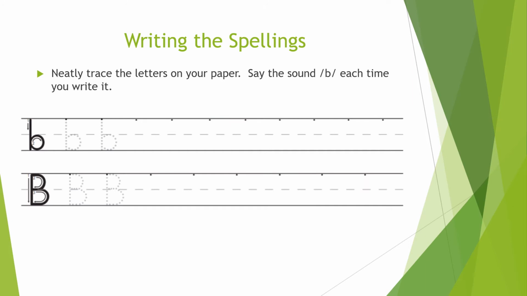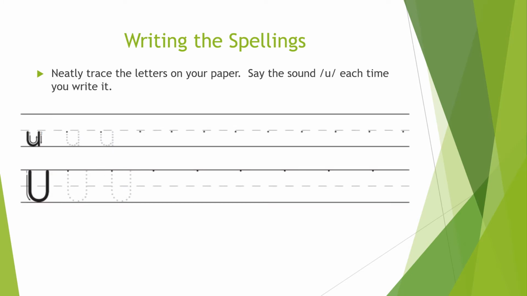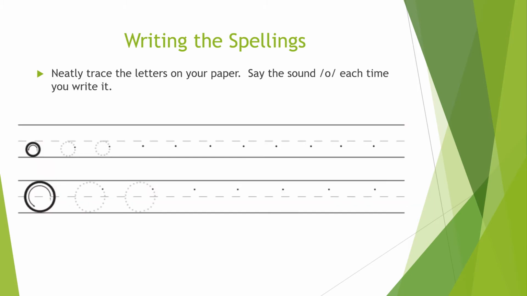Next, do the letter B. Neatly trace and copy the letter B on your paper. Say the sound B each time you write the letter B. Now, neatly trace and copy the letter U on your paper. Say the sound each time you write the letter U. Now, neatly trace and copy the letter O on your paper. Say the sound ah each time you write the letter O. Make sure you're using neat handwriting.